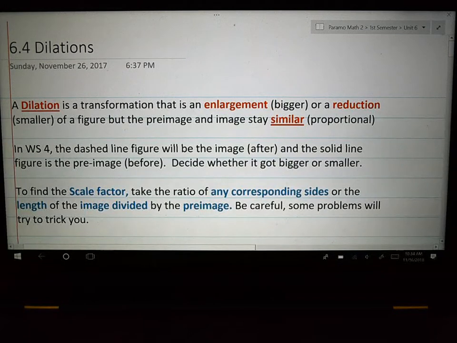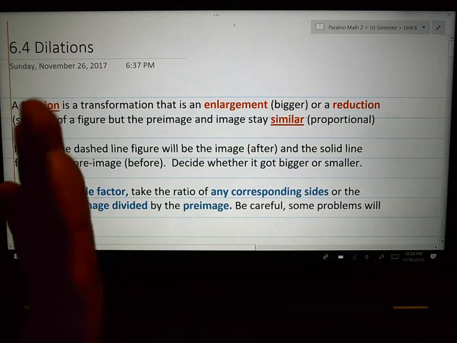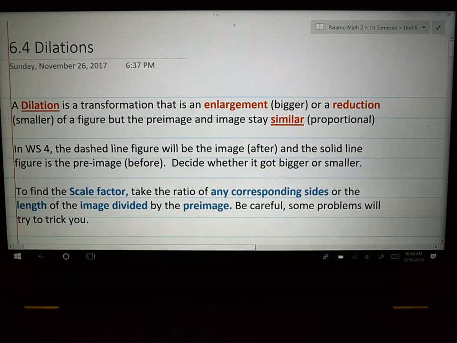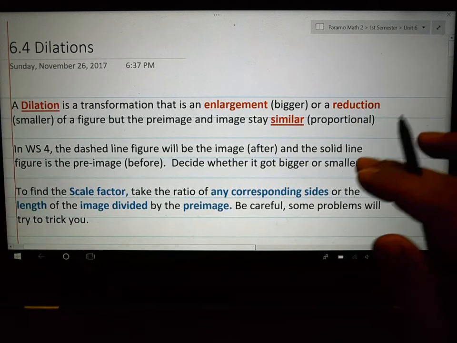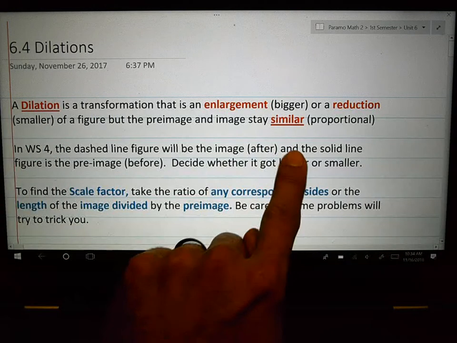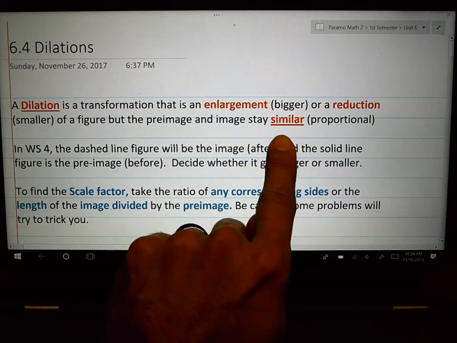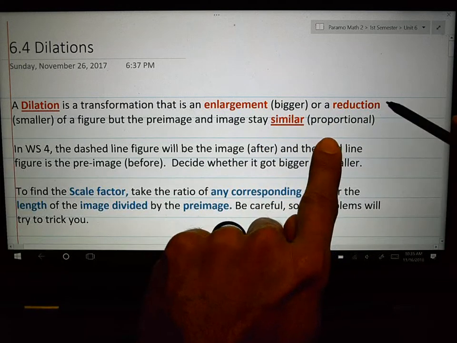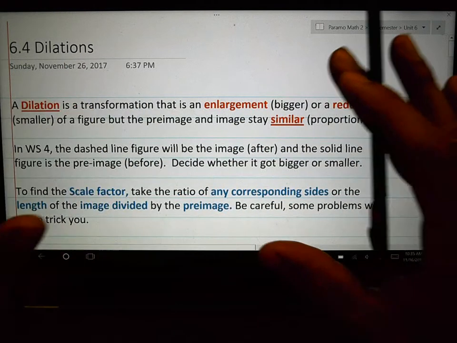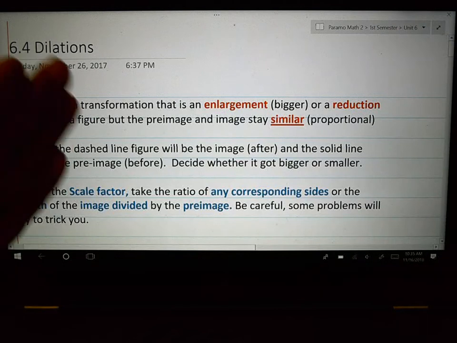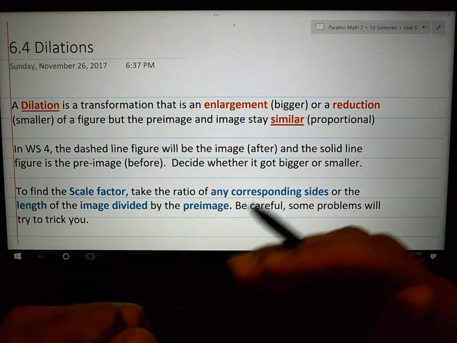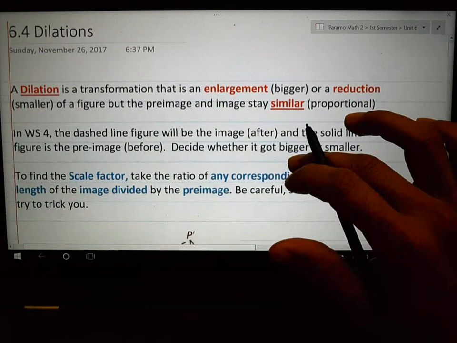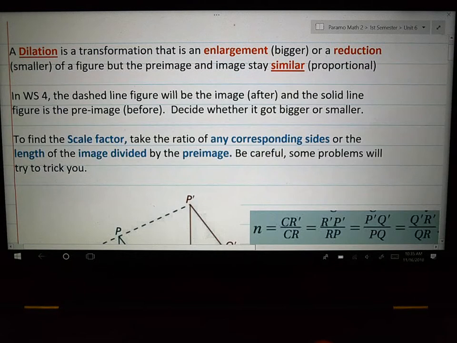In 6.4, we're going to end this chapter with dilations. And dilations are specifically in this spot because the objects that are dilated are still similar. And the word similar means proportional. So we do all these sections that deal with proportions with triangles, and then we move into dilations, which can be used for anything that keeps things in the same proportions.